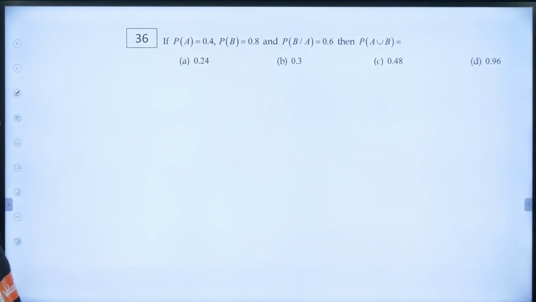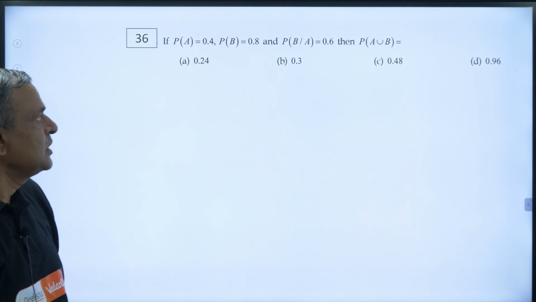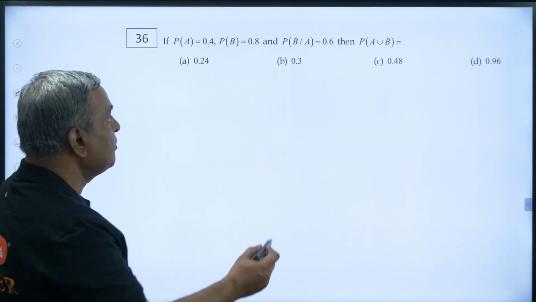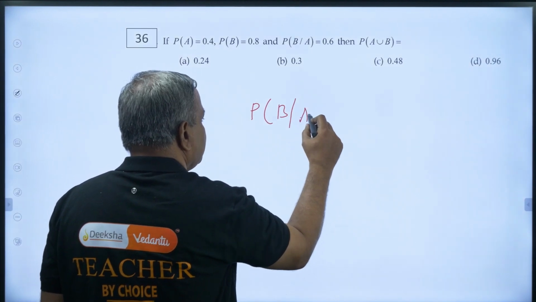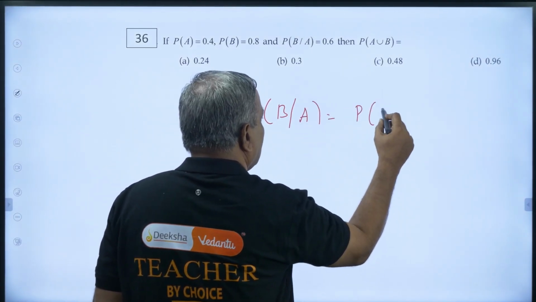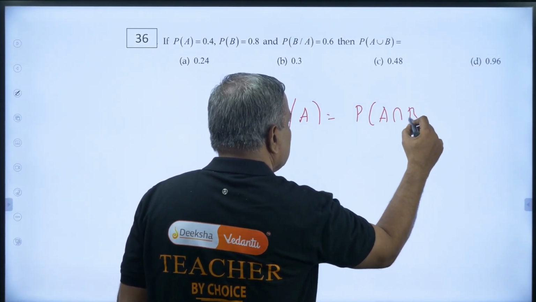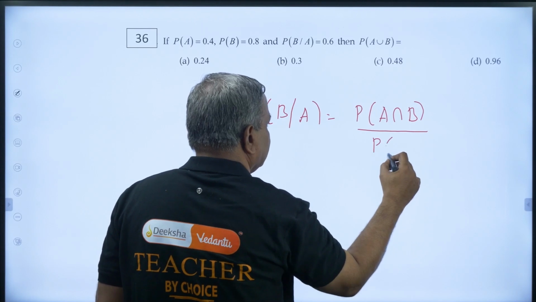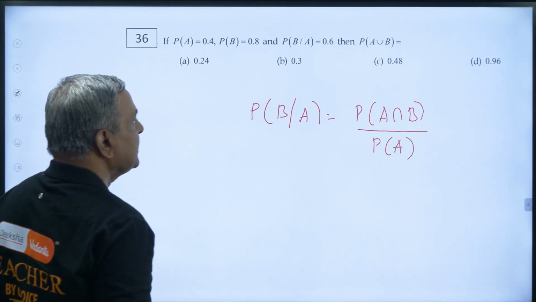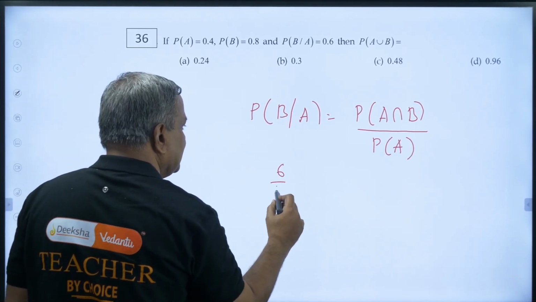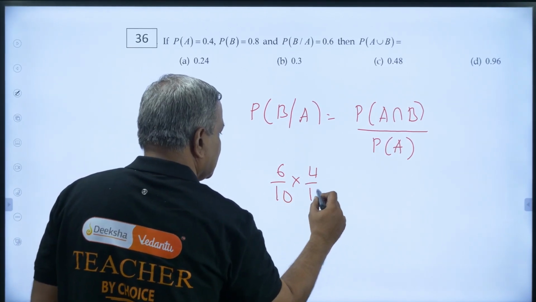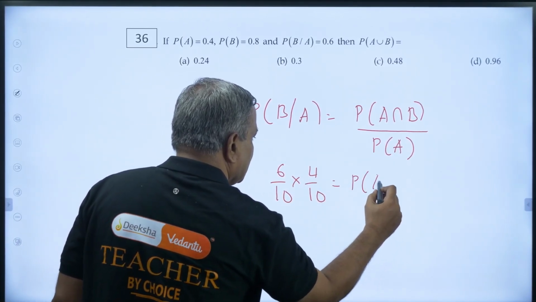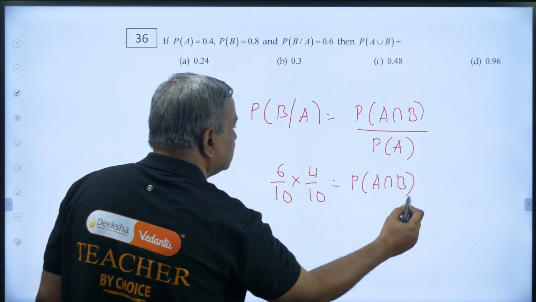Question 36 is very simple. P of A is given, P of B is given, and P of B by A. So what is P of B by A? P of B by A is equal to P of A intersection B by P of A. Clear? P of B is given as 6 by 10, into P of A given as 4 by 10, will give you P of A intersection B.